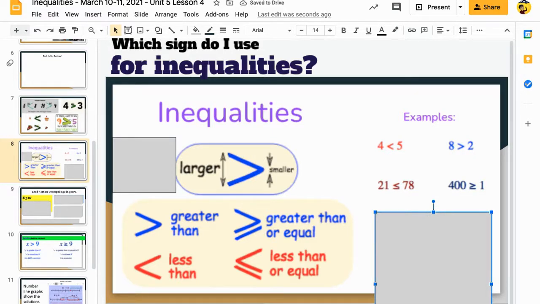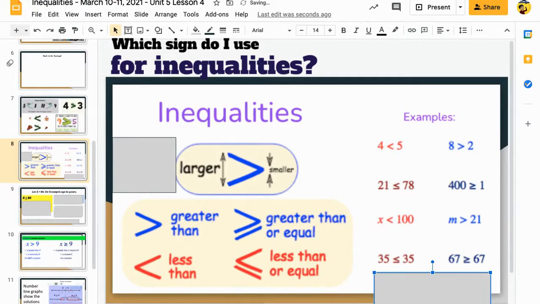Now this is going to get interesting. There's some other symbols here that we need to know. Like this sign right here, this is a greater than or equal sign. Now this line right here, we're going to represent that as an equal sign, even though there's only one line. And so what we're saying over here is that 400 is either greater than 1 or it's equal to 1.